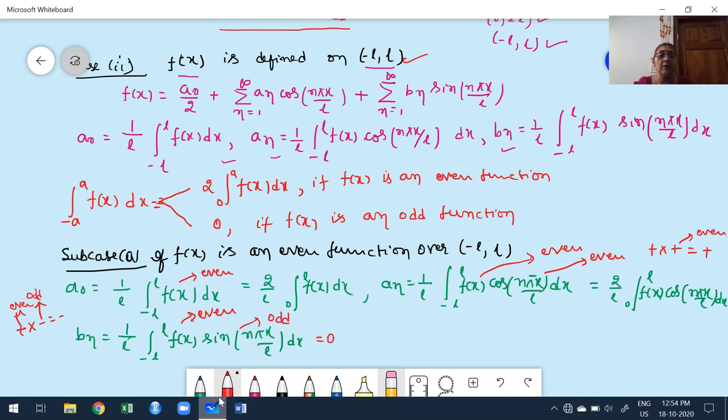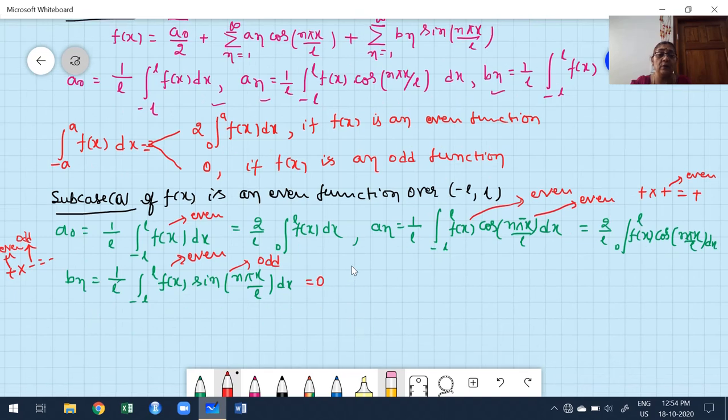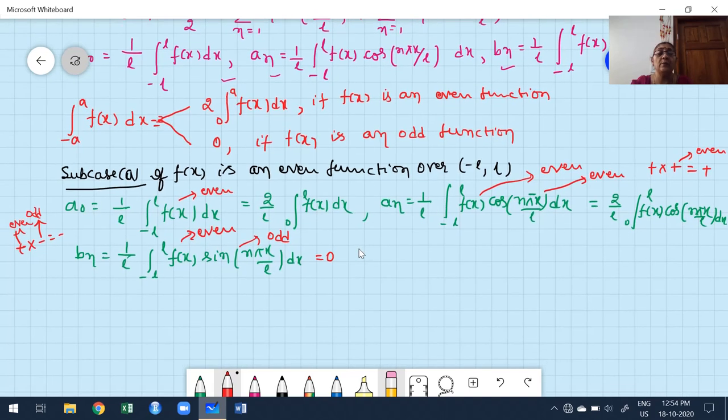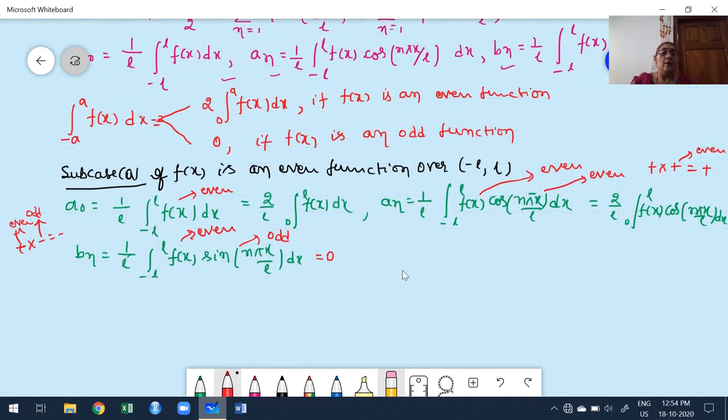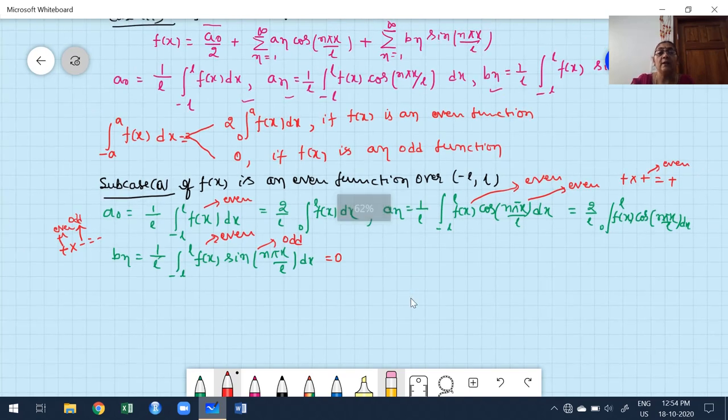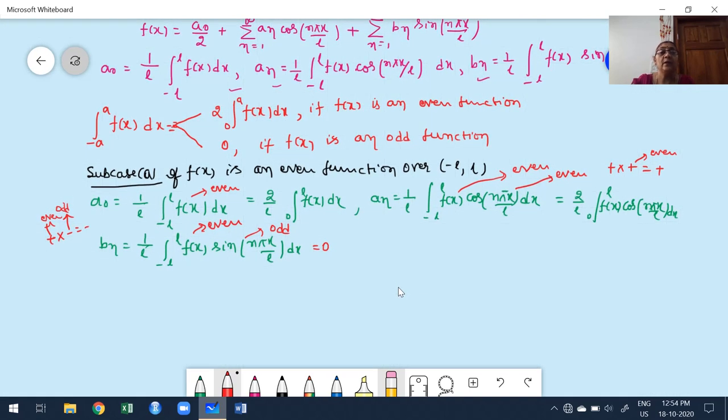Whenever the function in the second case, interval minus L to L, is an even function, there is no need to find the bn value. We can write directly that bn is 0. Now, in the next step, if f of x is an even function over the interval minus L to L, what is our actual Fourier series formula after the simplification?